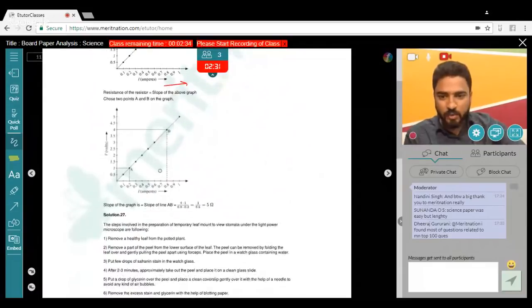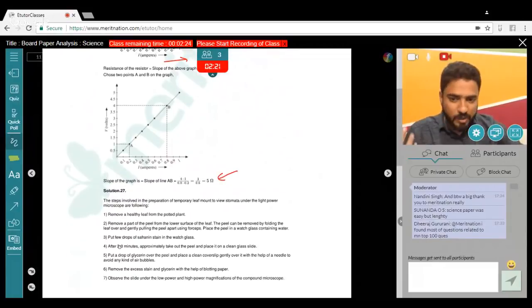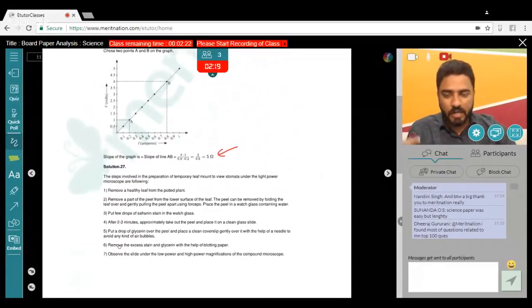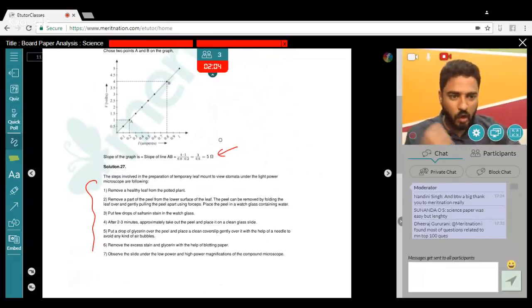Based on the graph, you were supposed to find out the resistance. So finding the resistance was basically just finding the slope, and that would be your 5 ohms. Question number 27 is again directly from your NCERT: all the steps of preparation of a temporary mount of a leaf peel to observe stomata. You can clearly observe all the steps over here. These are the different answers that we have for all the questions.